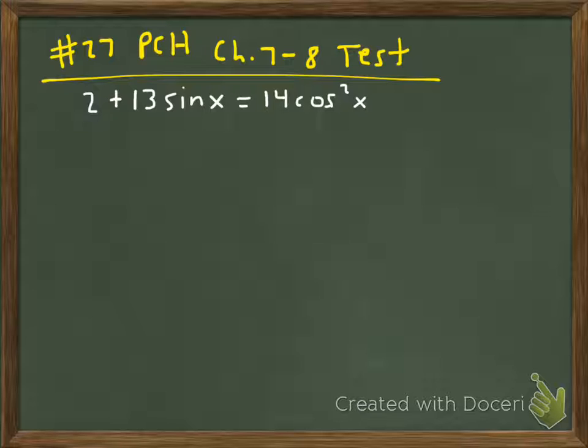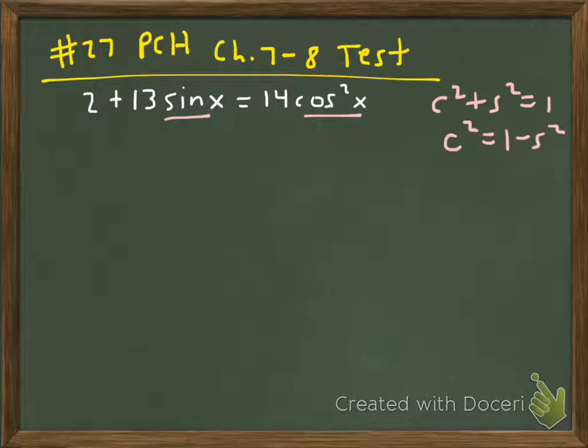Notice that we have sine and we have cosine squared. We have one equation that's got basically two unknowns. We're going to use the property cosine squared plus sine squared equals 1. That's the property we're going to use. We're going to solve for cosine squared. And why do we do that? We do that because we don't like to have one equation with two unknowns in it. We want to get everything to either sines or cosines.